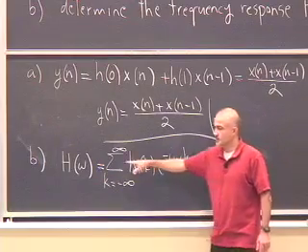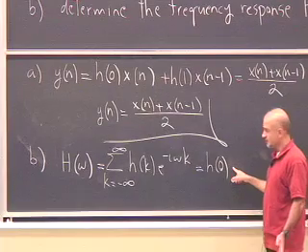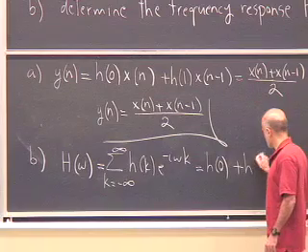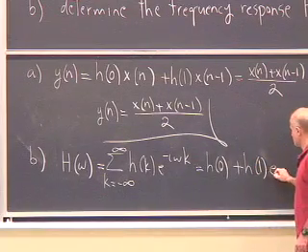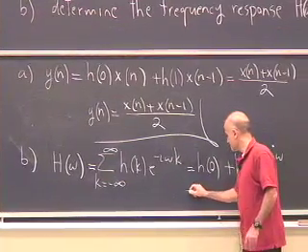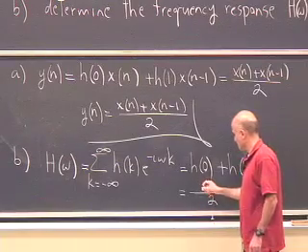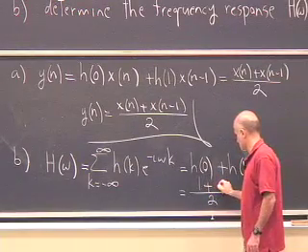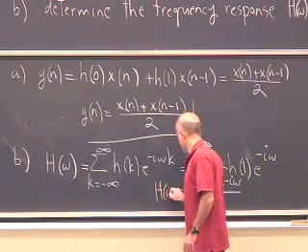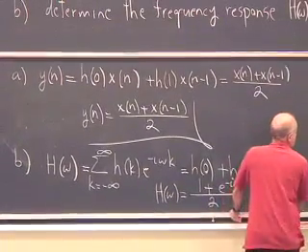There are only 2 non-zero terms here as well. H of 0 times what? E to the 0, which is 1, plus H of 1 times e to the negative I omega. And what does that give you? E to the negative I omega. This is H of omega. Okay, I'll leave this here.